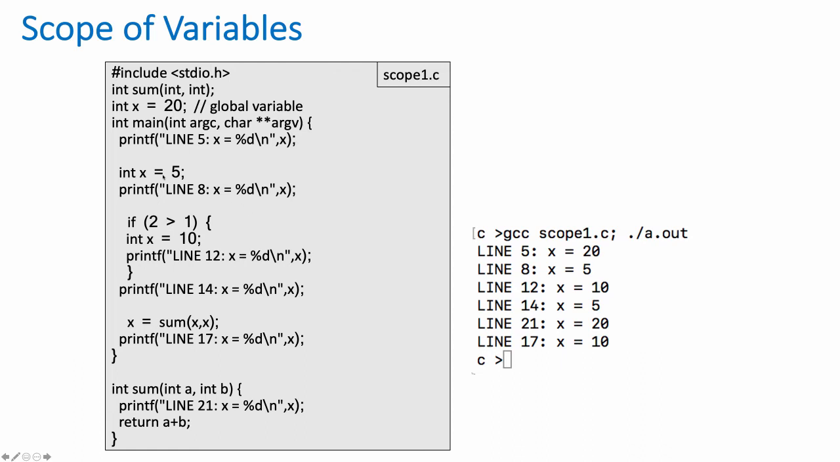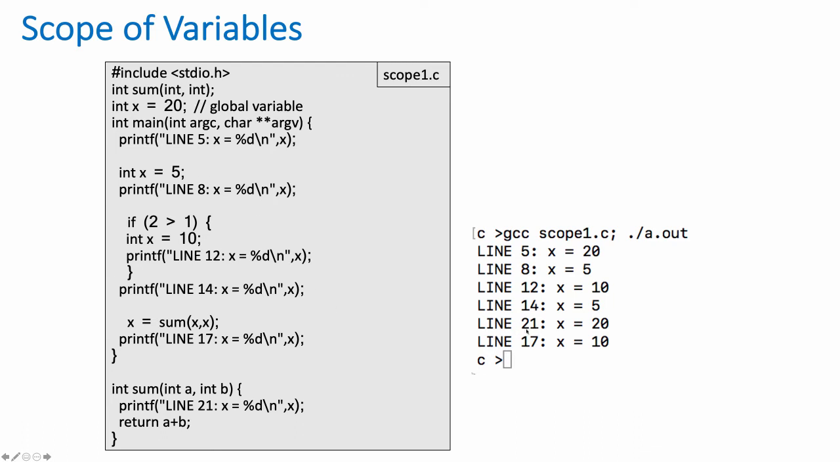Line 8, I've just defined x inside main. So I'm going to see x is now 5 because that's what I defined it to be. Inside the if statement, I'm in line 12. If I see x here, it's going to be the variable inside the body of that if statement. So currently x equals 10. Now I'm outside the if statement. I go back to my original one, which is x equals 5.